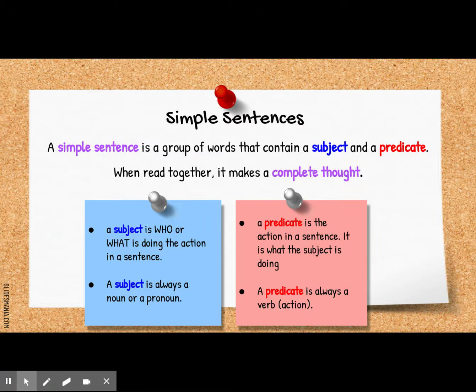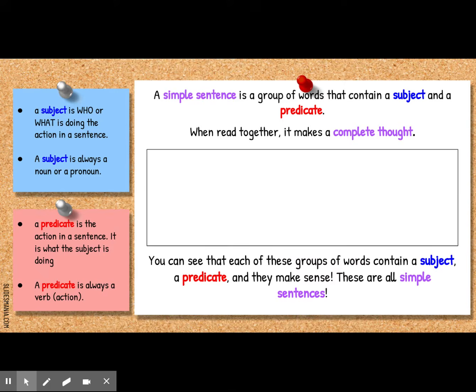A subject is always a noun or a pronoun. For example, words like students, turtles, the rock stars, my water bottle, the t-shirt, they, we, I, and it can all be subjects because they're nouns or pronouns. A predicate is the action in a sentence. It's what the subject is doing. A predicate is always going to be a verb, which is an action word. For example, words like run, jump, think, sleep, is, are, and have been can all be predicates. As long as the group of words has a subject and a predicate and it makes sense, it's a simple sentence. So let's look at some examples.